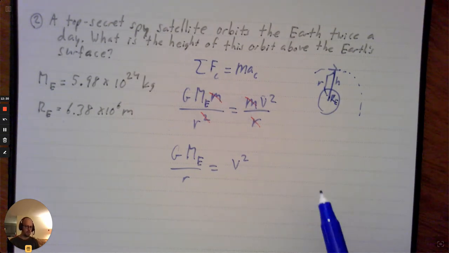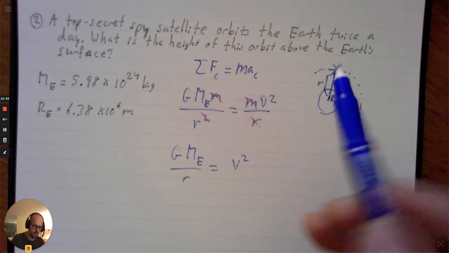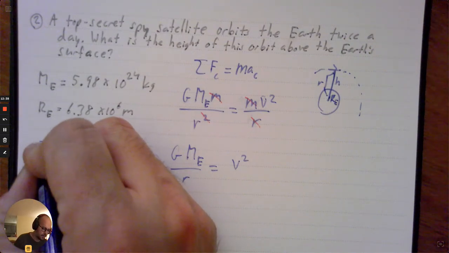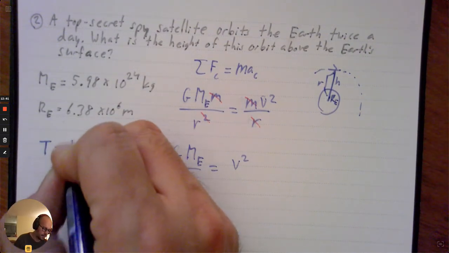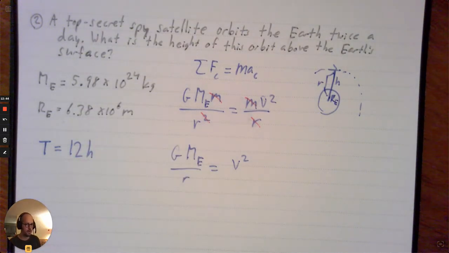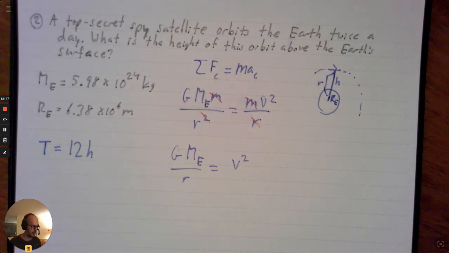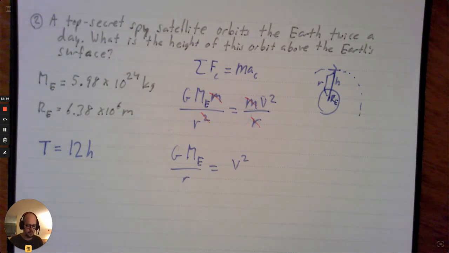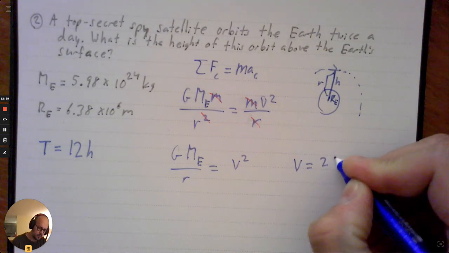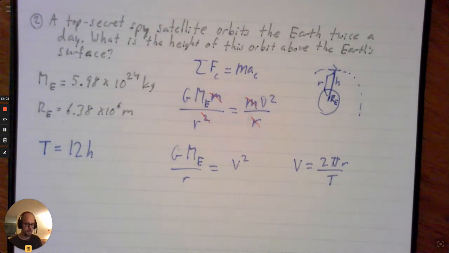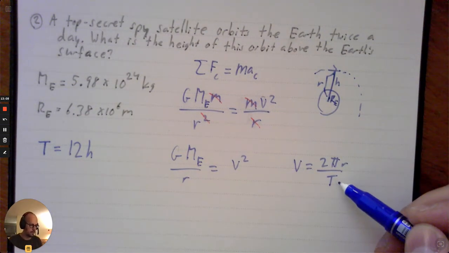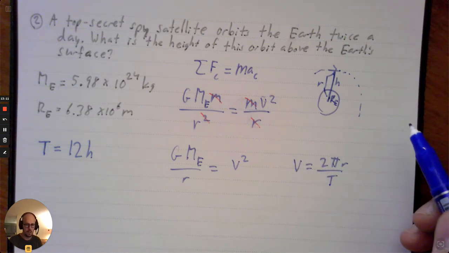And so what I want to remember is the fact that the satellite orbits the Earth twice a day. What that means is, if it goes around the world twice every day, it has a period of 12 hours. And so I'm going to recognize that that's part of the problem. The speed of the satellite is a linear speed around the Earth. Speed is equal to 2 pi r over t. So r is something I have in my equation already, and then t is new. And so I can just do a substitution here.